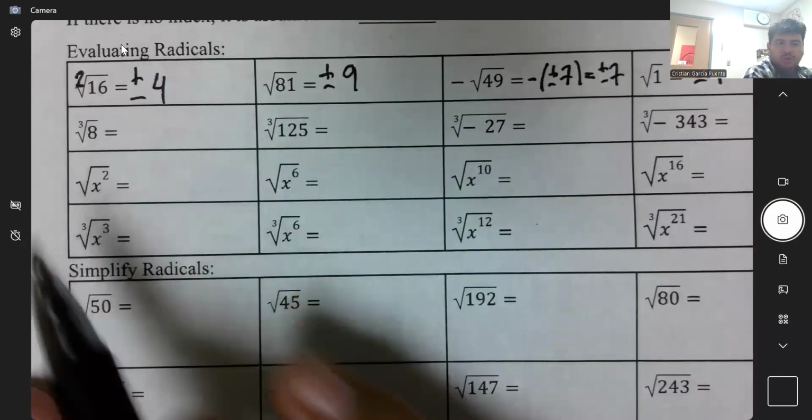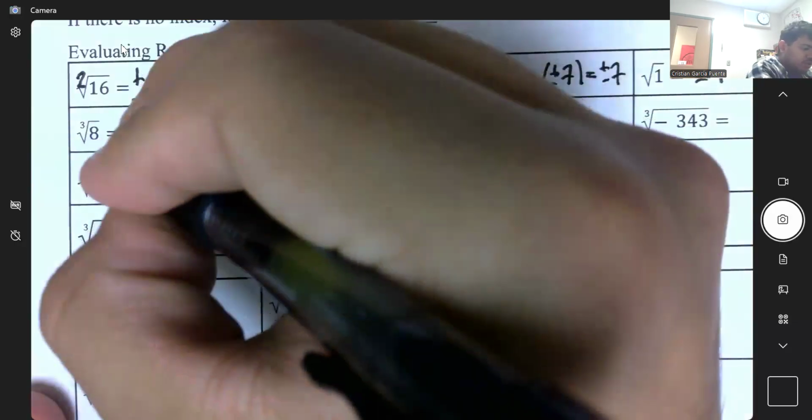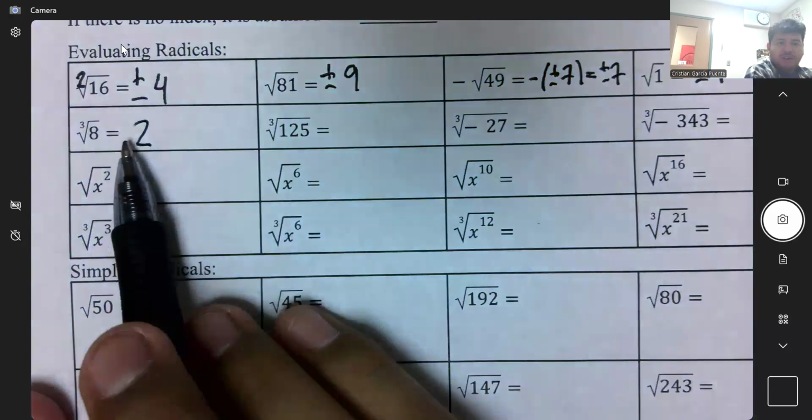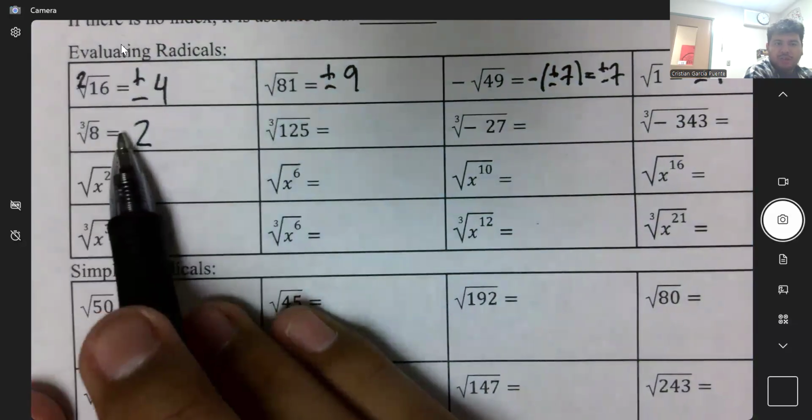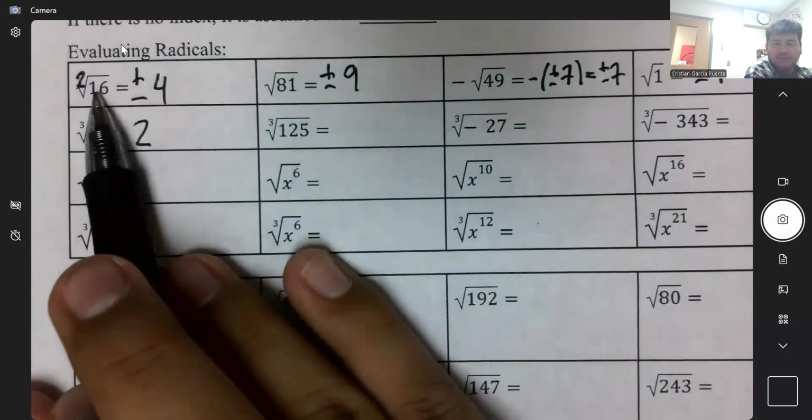So the cube root of 8 is just gonna be 2. And you don't have to put a plus or minus in front of it because your index is odd. Whenever your index is odd, you don't have to put a plus or minus. You only do it when your index is even.